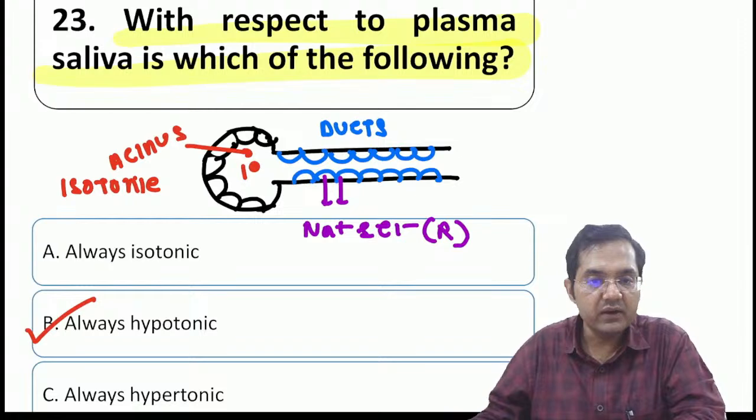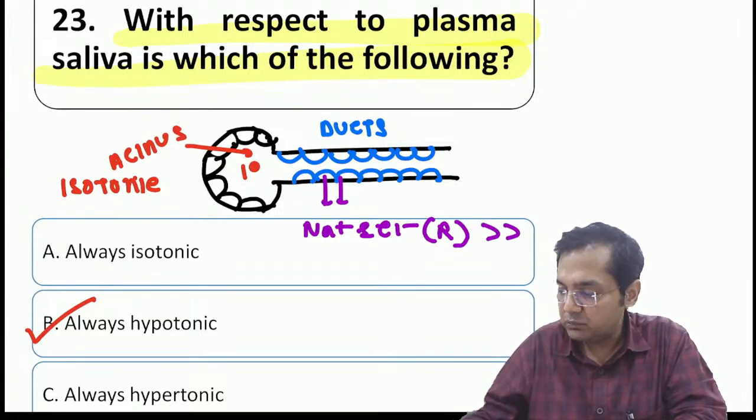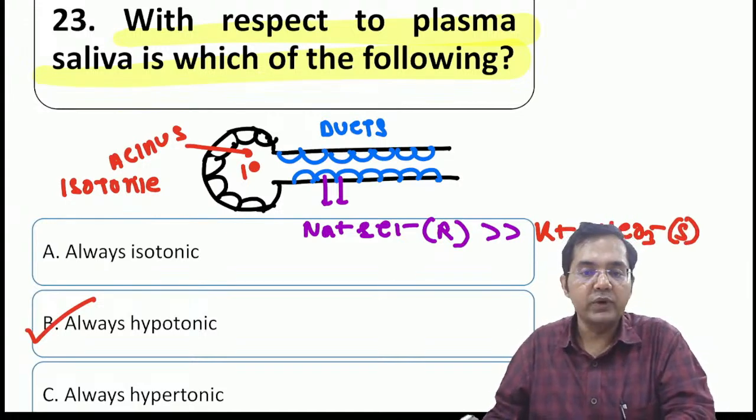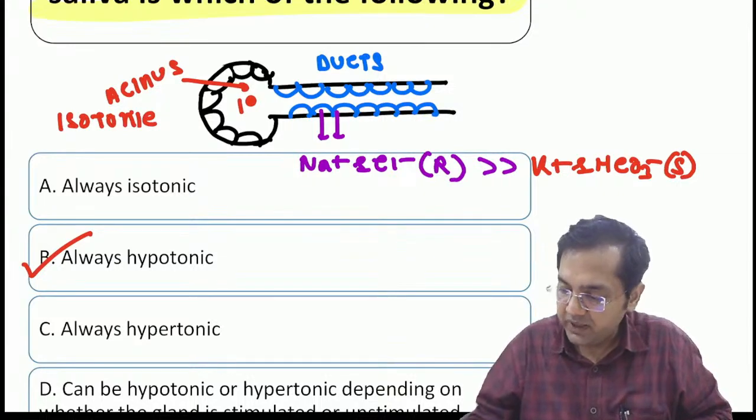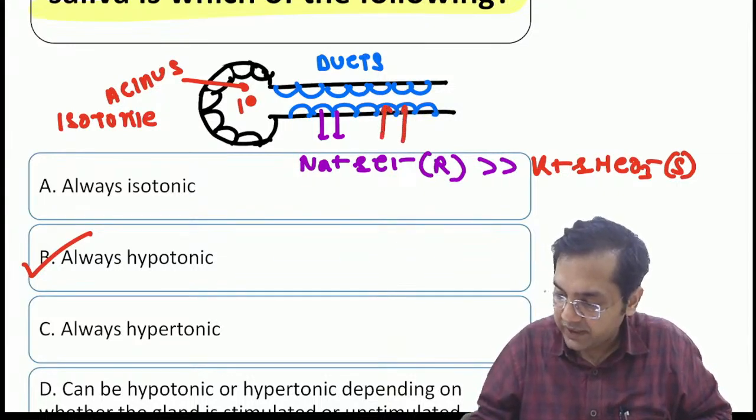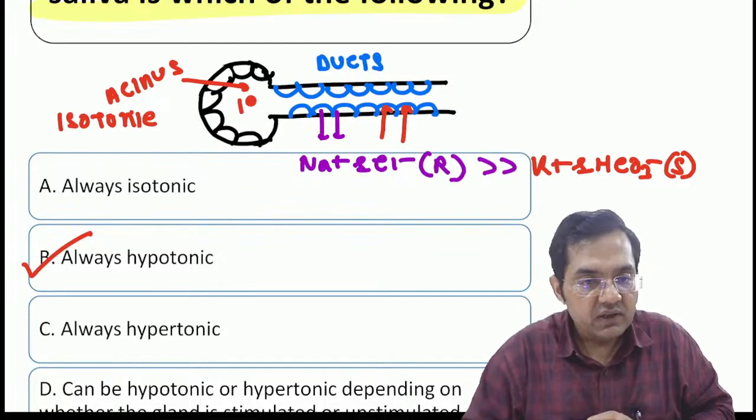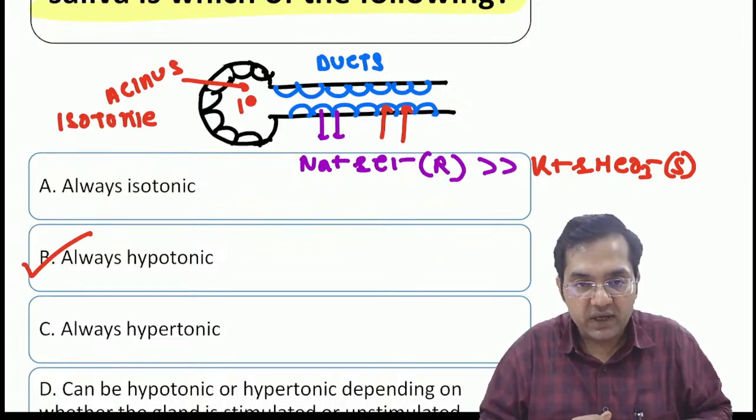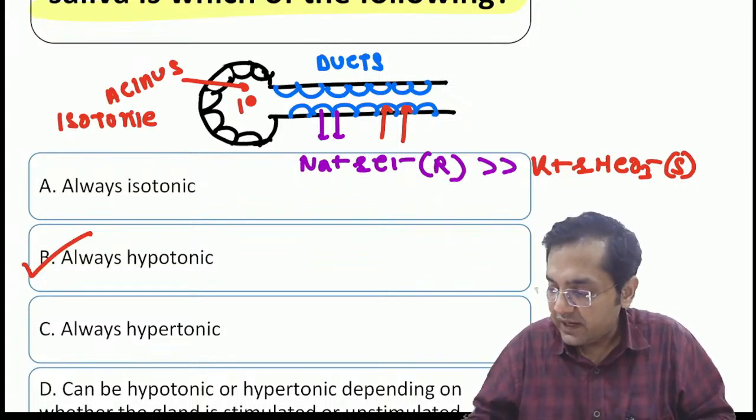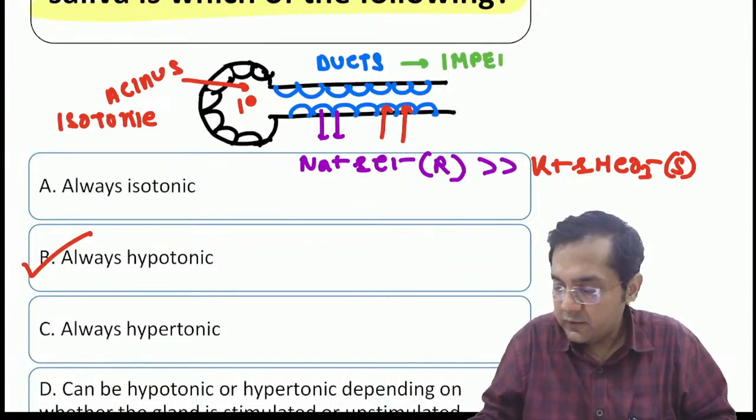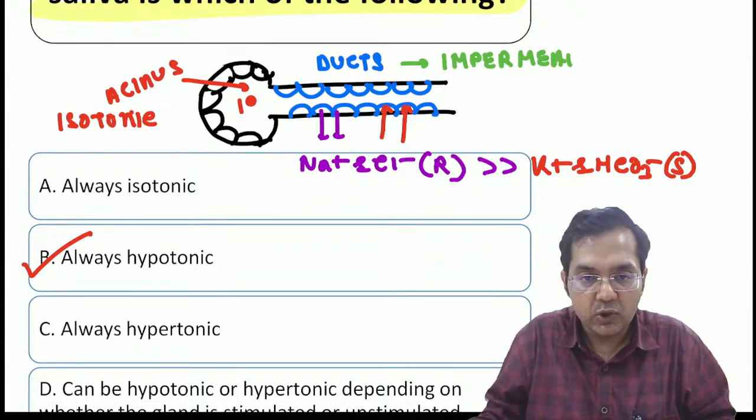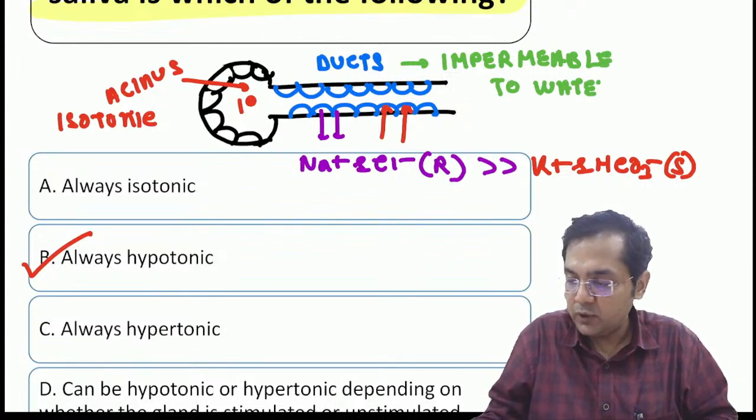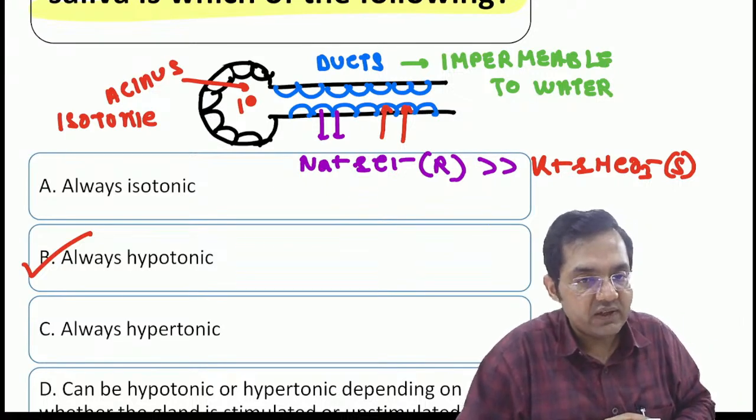So sodium and chloride are reabsorbed much more than potassium and bicarbonate secretion. Please see this. So I am reabsorbing sodium and chloride, but I am pushing the potassium and bicarbonate. Naturally, you will think that if sodium is being reabsorbed, then water should also be reabsorbed. But the problem is that the ducts are impermeable to water. The ducts are impermeable to the water. So can you tell me now why will it be hypotonic?